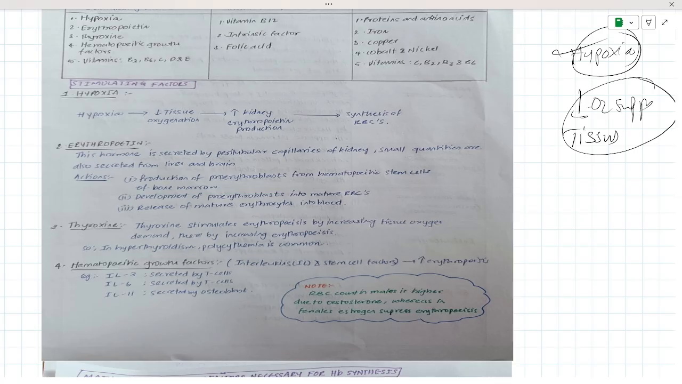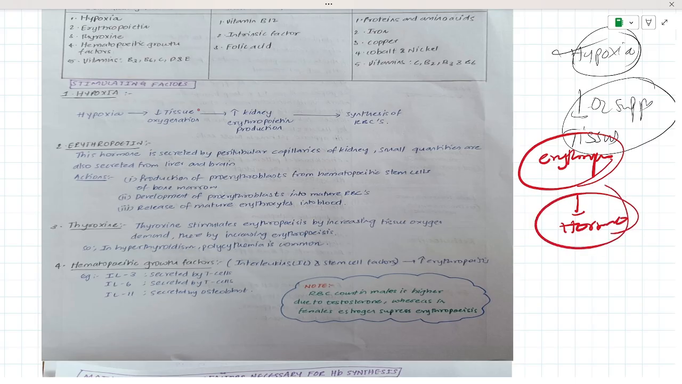Okay, so when there is hypoxia, there is decreased tissue oxygenation, and when there is decreased O2 supply to tissues, kidneys get stimulated and produce erythropoietin. What is this erythropoietin? It is a hormone basically synthesized by kidneys. When there is decreased tissue oxygenation, kidneys get stimulated and produce erythropoietin, and synthesis of RBC occurs. So the first main factor is hypoxia.